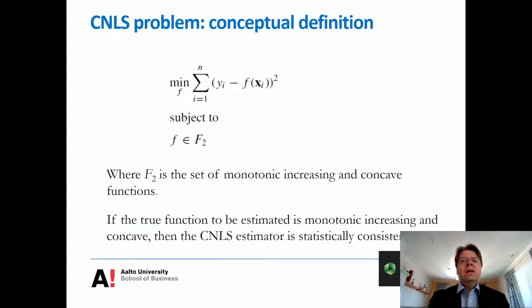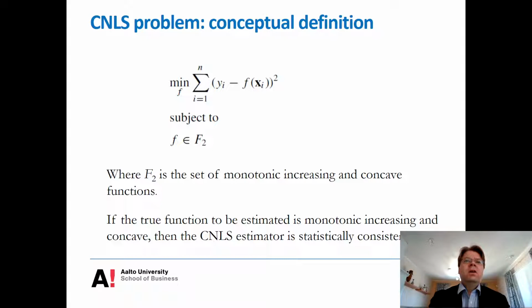So firstly, let me illustrate to you the conceptual definition of the convex regression problem. Suppose that we fit the regression function f to our observed data by minimizing the sum of squares of deviations, exactly like in the classic ordinary least squares estimator. However, in contrast to the parametric estimation, here we do not specify any particular functional form for the regression function f. So we only state that f is included in the set of monotonic increasing and concave functions.